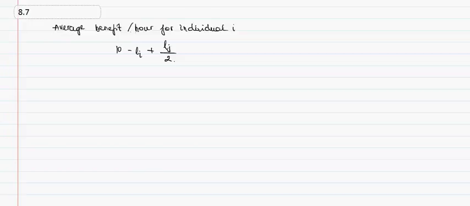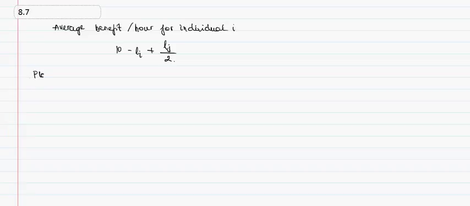We have an average benefit per hour for individual i doing the work on landscaping, given by 10 minus (Li plus Lj) divided by 2, where Li is the number of hours individual i is spending on landscaping, and Lj is the number of hours individual j spends on landscaping. So we have two players, player 1 and player 2.